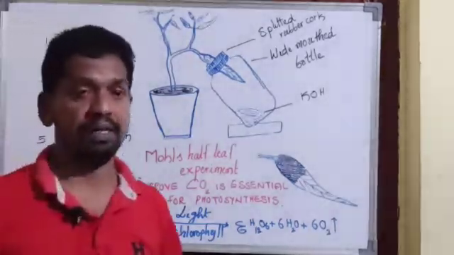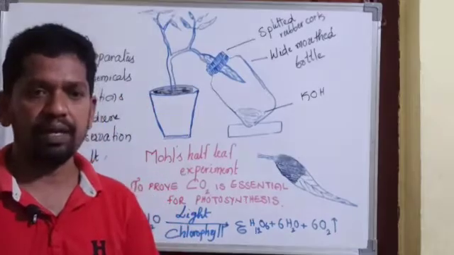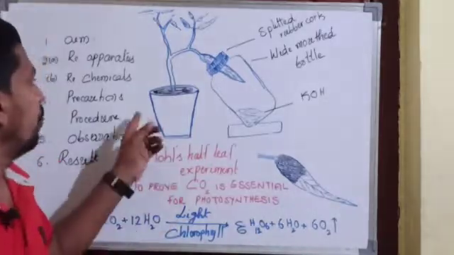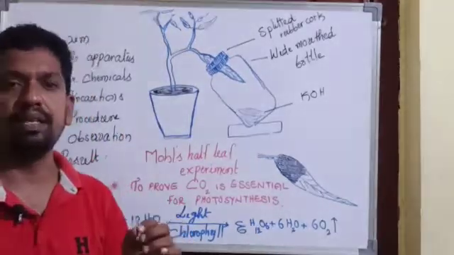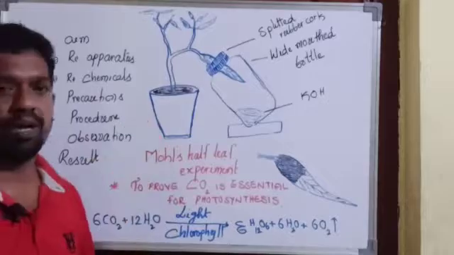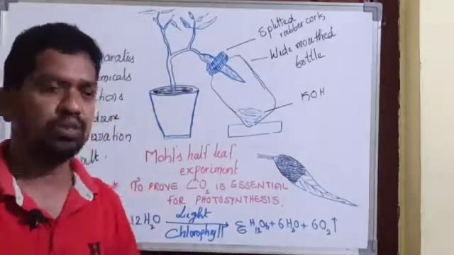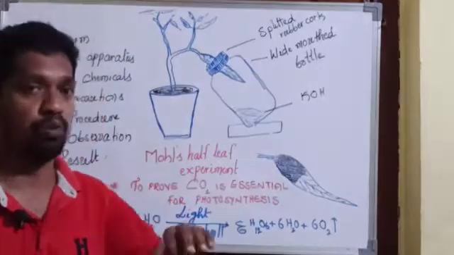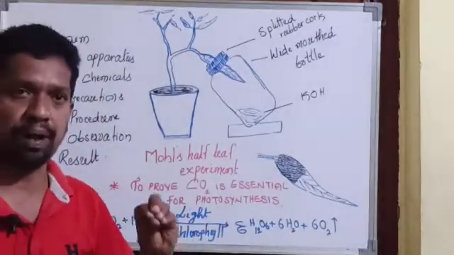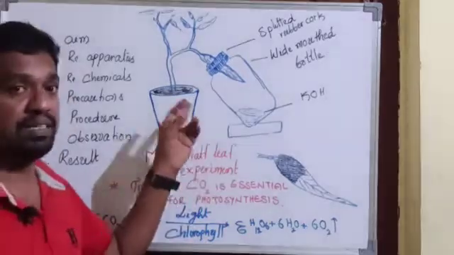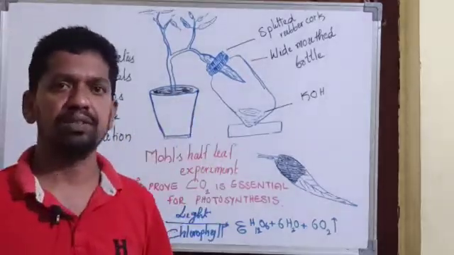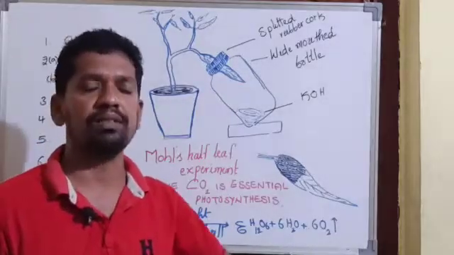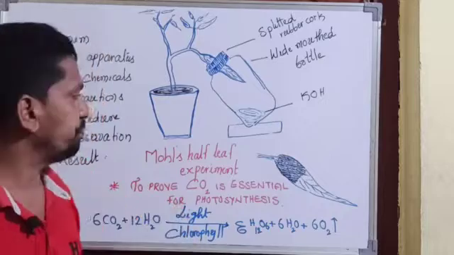Then the procedure. And of course we know the way we conduct the experiment is known as the procedure. First we have to take a healthy potted plant which must contain long and narrow leaves. Keep the potted plant in a dark room for more than 3 days to remove the starch from the leaf. Then only we can get the proper result from this experiment. So first we keep it in a dark room for 3 days to remove the starch, or destarchification.